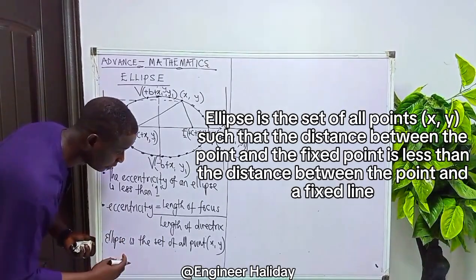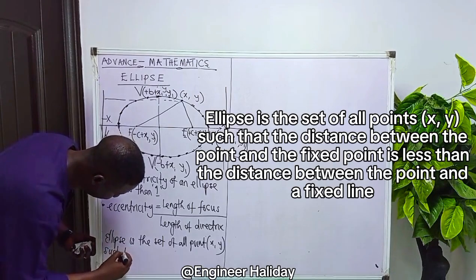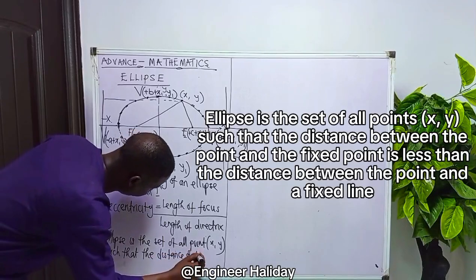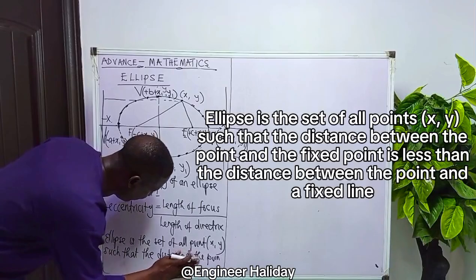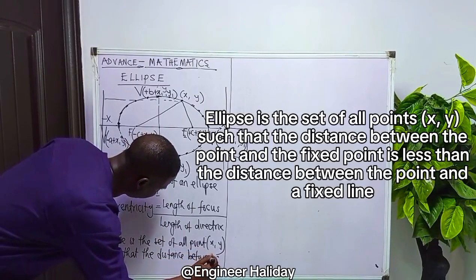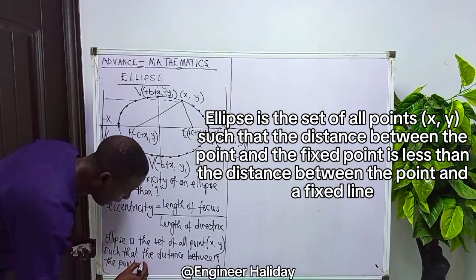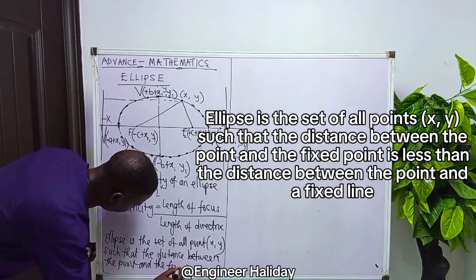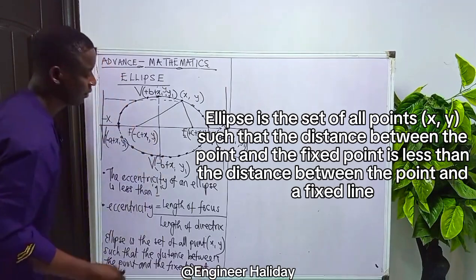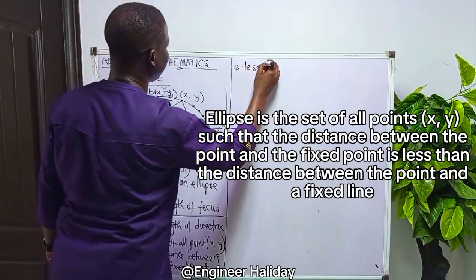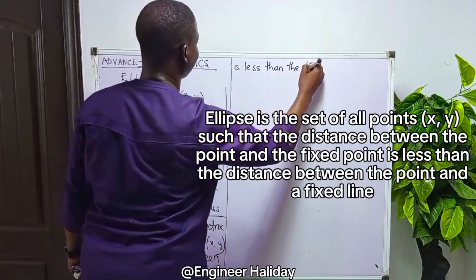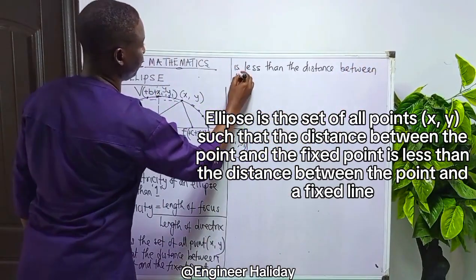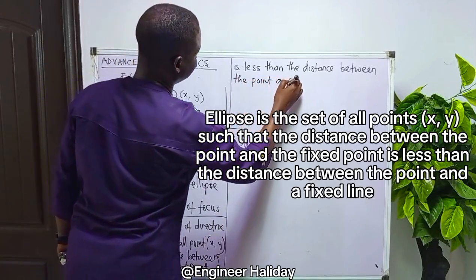Now what it is saying is that the ellipse is a set of all points such that the distance between the point and the focus, or a fixed point, don't forget the focus is called the fixed point, is less than the distance between the point and a fixed line.